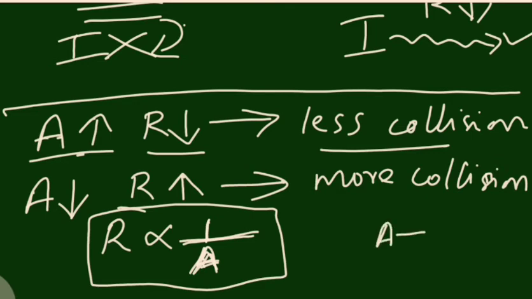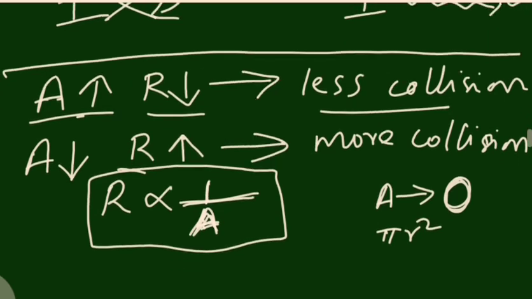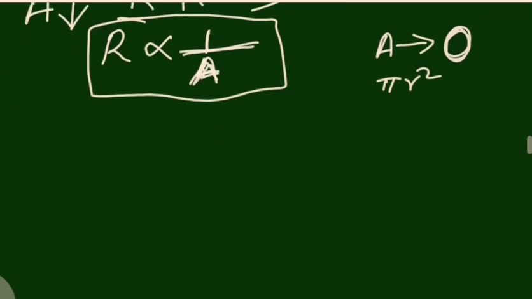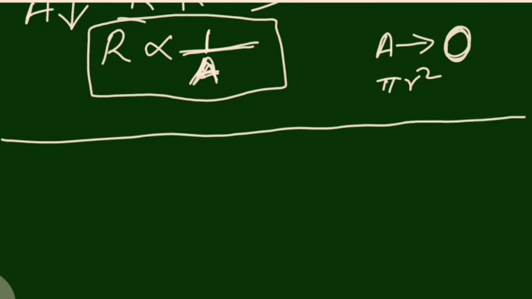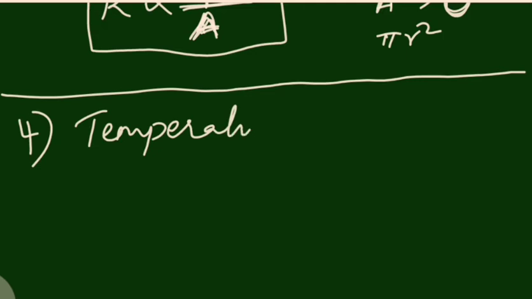The value of area depends upon the cross section. If it is a circular cross section, then area will be pi r square. It depends on the shape of the cross section. So that is about the dependence on area. And the last factor that determines the resistance is the temperature of the conductor.